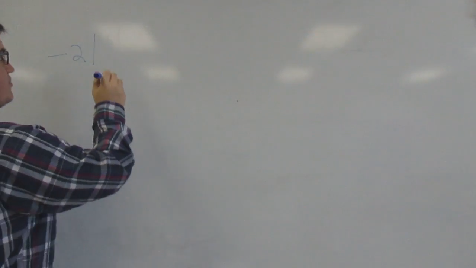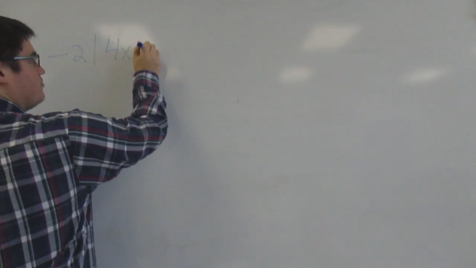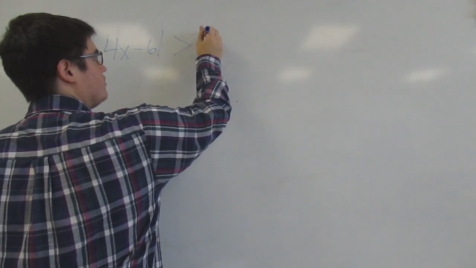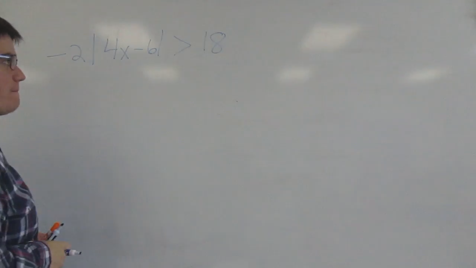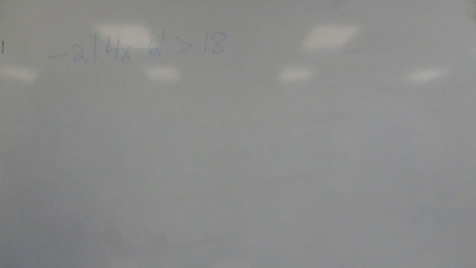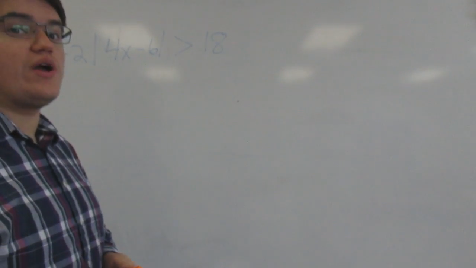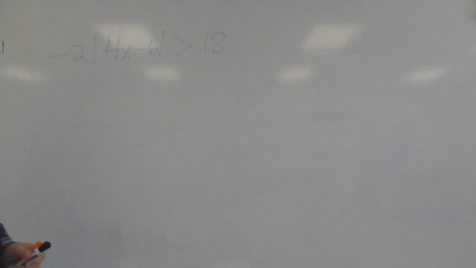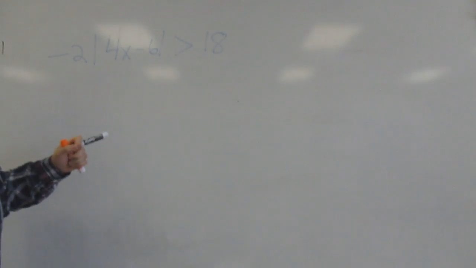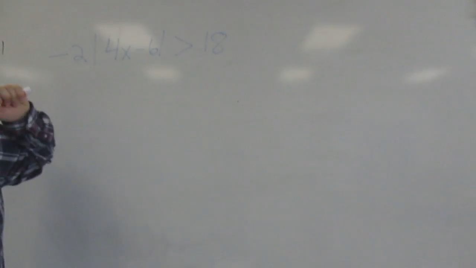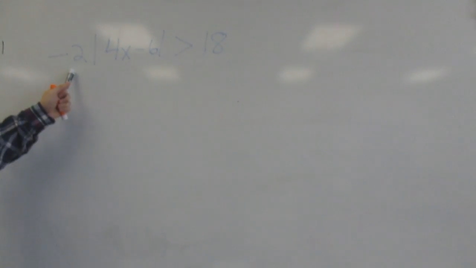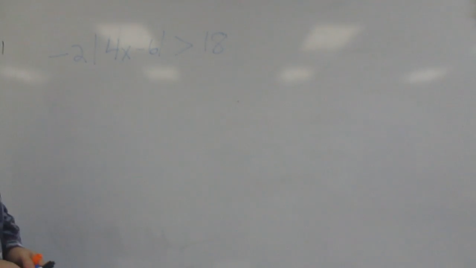Negative 2 times the absolute value of 4x minus 6 we'll say is greater than 18. Okay, so again, we're going to be thinking about this one the same exact way, the distance away from 0. So what we first want to do is get the absolute value brackets by themselves. We have this negative 2 that's being multiplied. So I'm going to divide each side by negative 2.